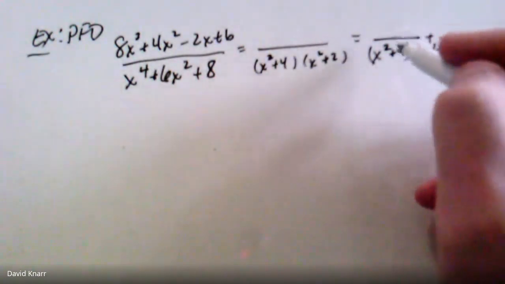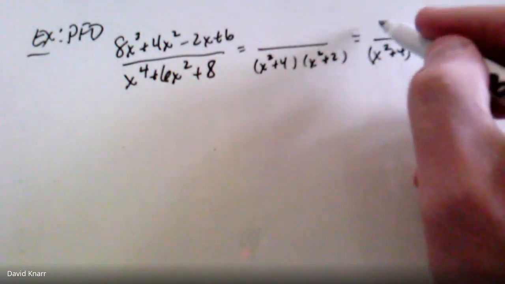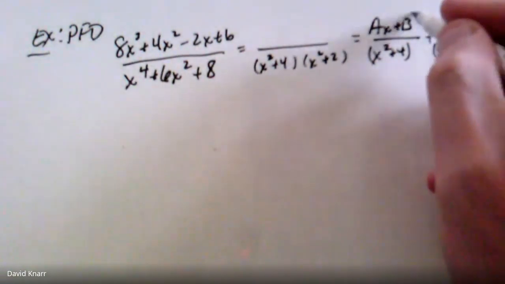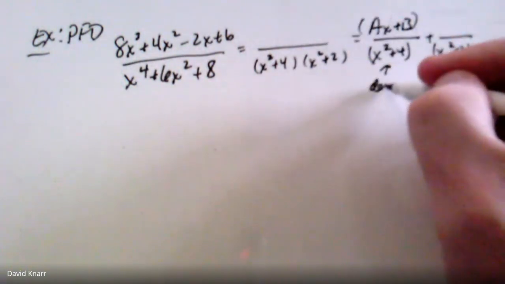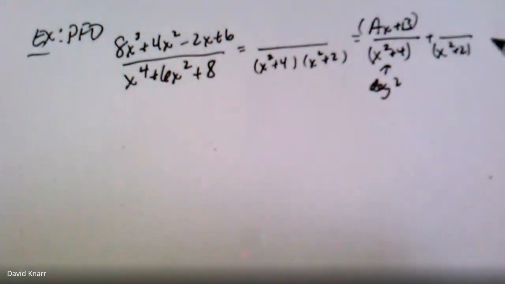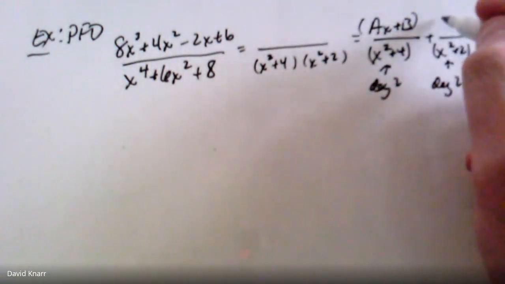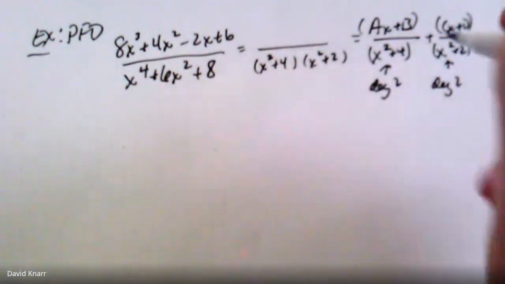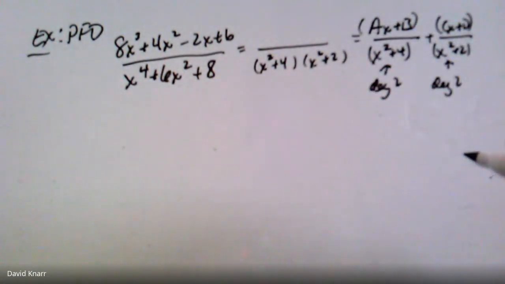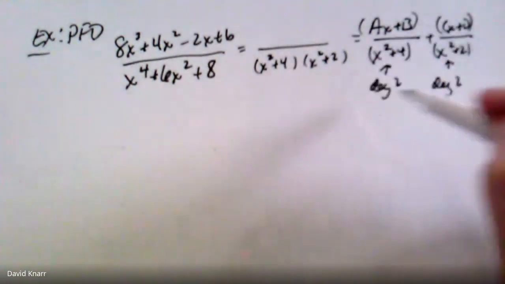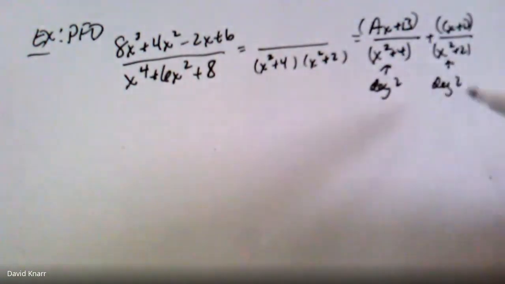So on top of the x squared plus 4, you are going to write ax plus b. Okay, because this is degree 2. So on top, you can put degree 1. Same thing with this factor. This factor is degree 2. So on top, you can put degree 1, cx plus d. And I'm going to put them both in parentheses. You'll see why in a minute. All right. So now, so far, we've set up the right form.